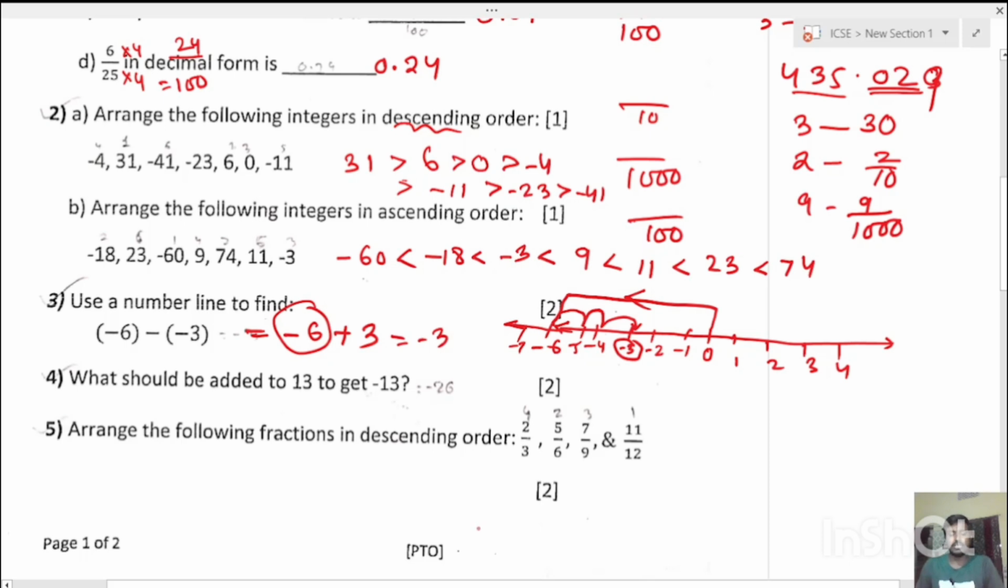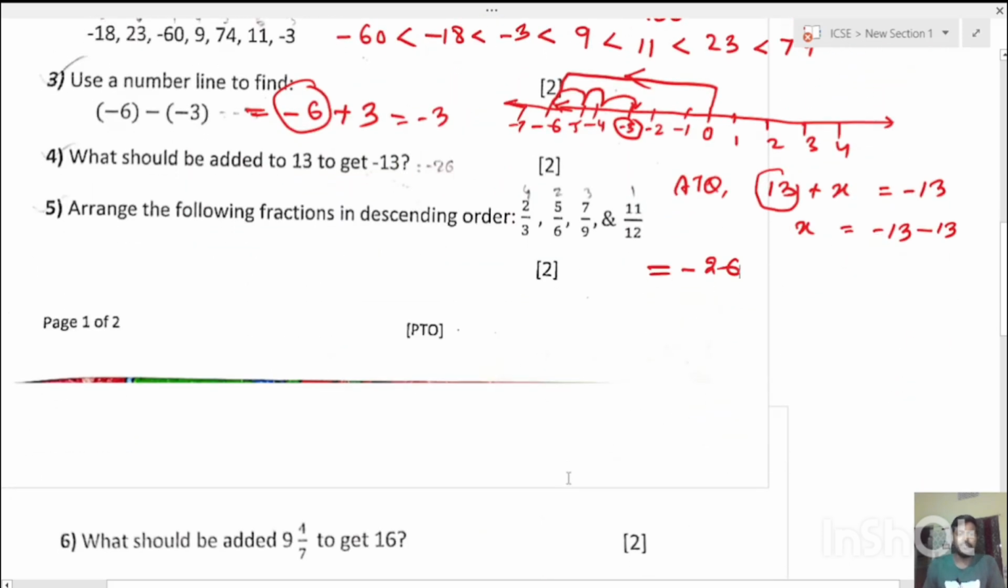Okay. Now next question. What should be added to 13 to get -13? According to the question, what should be added to 13, that is x, is equal to -13. So first we write x is equal to -13. Here is 13. When we go to the right side, then it becomes minus. So 13 and -13 have the same sign, so we put the same sign and we add the numbers, that is 26. So -26.